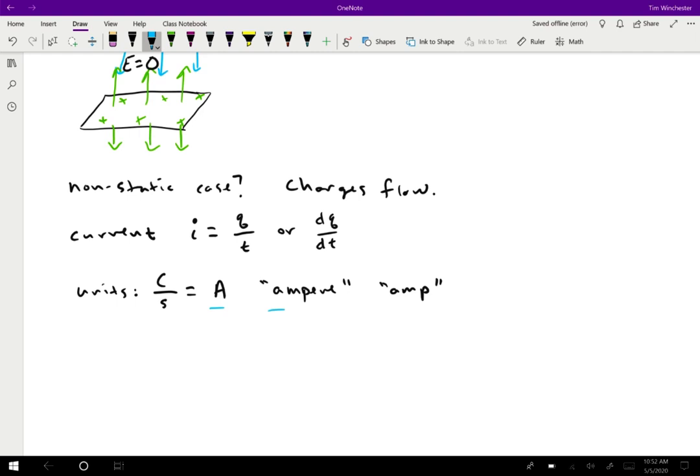Some of the units we're going to encounter in the study of electricity are going to be enormous units, and some of them are going to be extremely small units. This one happens to be a very practical size.